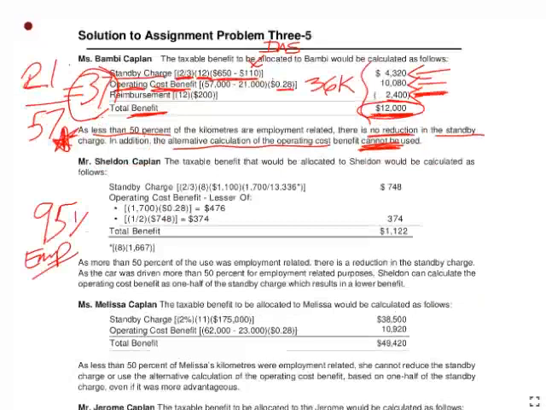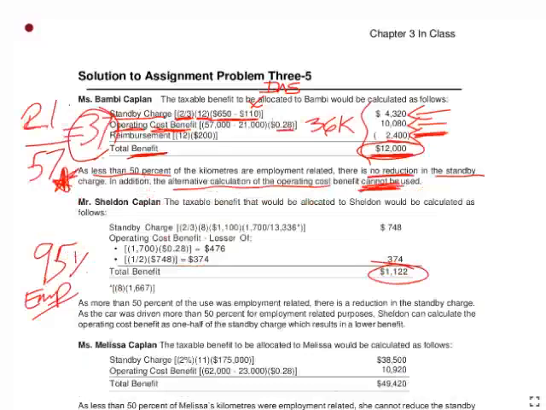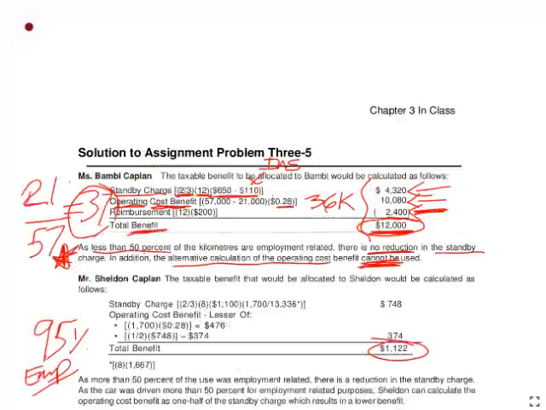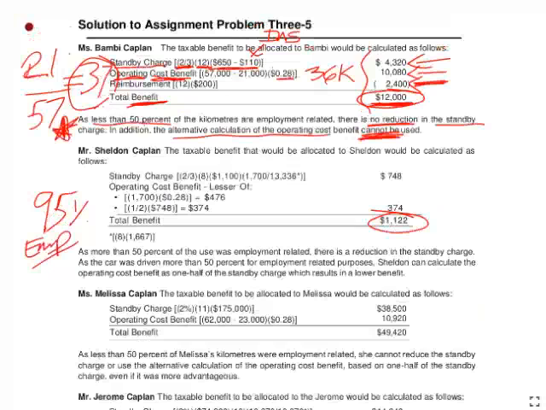So with the higher employment usage will come a much lower total benefit. Somebody at 95%, you're going to expect a small benefit. Somebody at a lower figure like 37, you're going to expect a higher benefit like 12,000. This is all because if this person had to get their own car to do this, they would have to pay that out of after-tax dollars. So this is a taxable benefit.